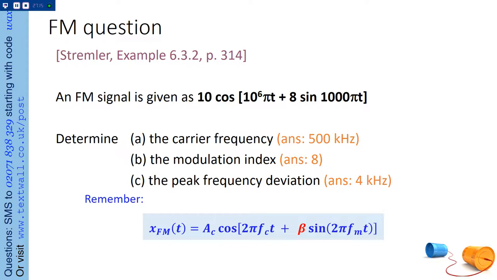Beta is 8, and beta happens to be delta F divided by FM. So if you simply rearrange that, you can find delta F equals 8 times 500, there you go, 4,000, 4 kilohertz. So that's your peak frequency deviation, delta F. Units, hertz. In this case, kilohertz. Okay, so fairly straightforward.